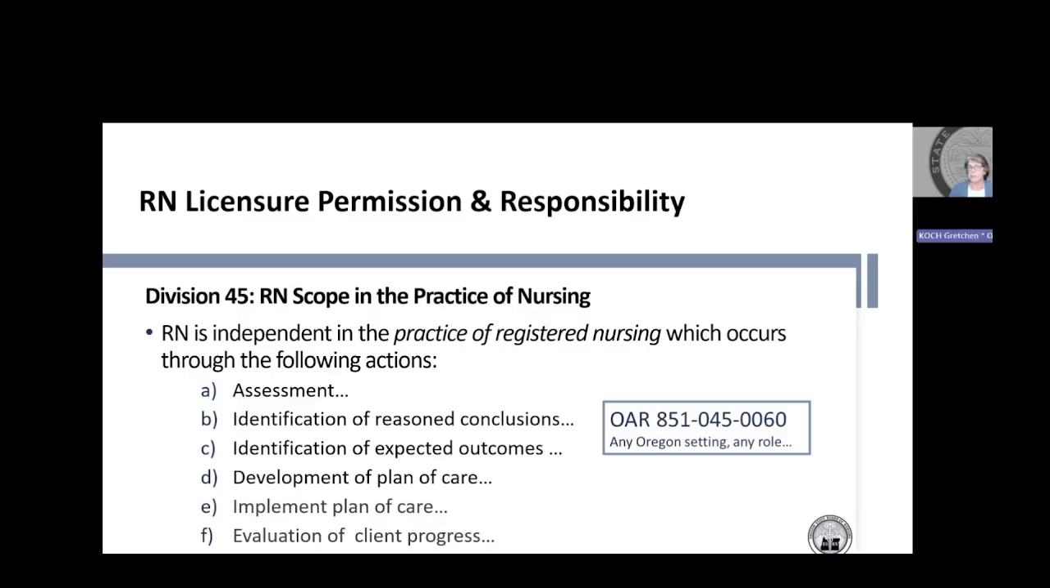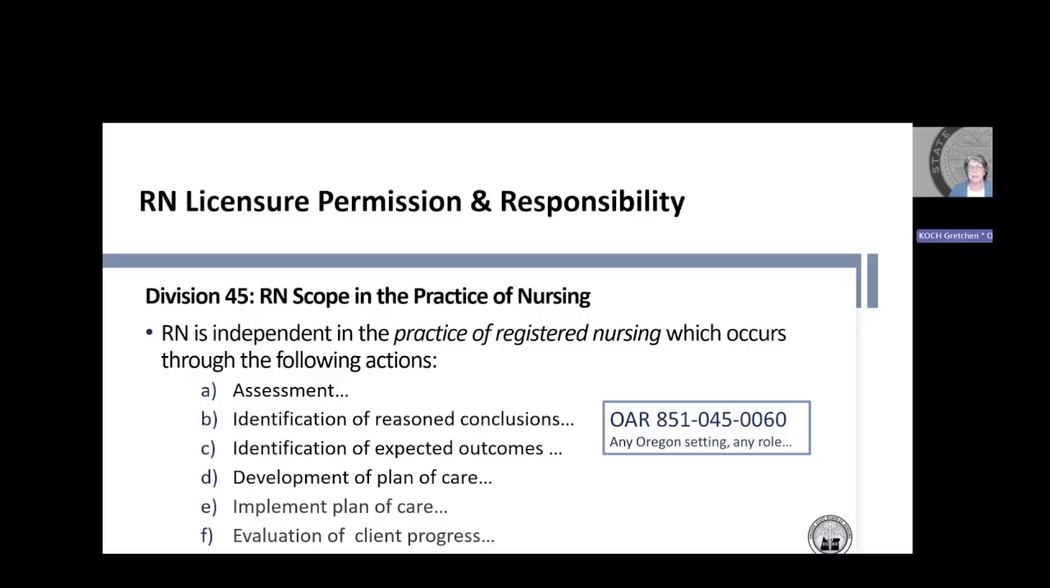Division 45 then operationalizes the definition of practice of registered nursing as identified in statute by identifying the actions through which the practice of registered nursing occurs. So if you have eyes on your screen right now, you're likely recognizing the listed actions as the interconnected components of the critical thinking model known as nursing process. Assessment, in RN noticing, observing, evaluating, determining the importance of specific data related to their client's current state of health that brought them into contact with the RN.